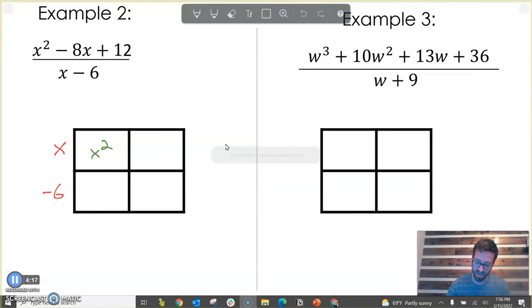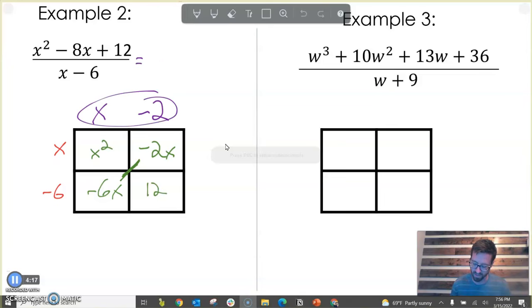x squared divided by x is x. Then I go x times negative 6 is negative 6x. And then I know that these two boxes together should add up to make negative 8x. Therefore, this box should be a negative 2x. If that's a negative 2x, then negative 2x divided by x is negative 2. And then if I wanted to, I can fill in this last box. Negative 2 times negative 6 is positive 12. And that means that our quotient to this problem is x minus 2.